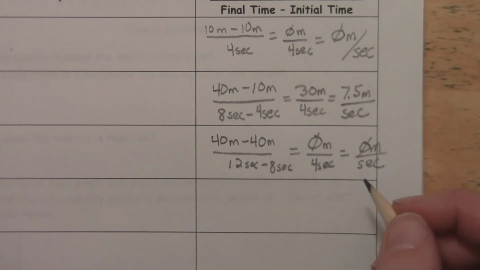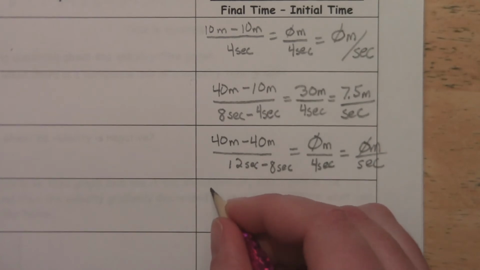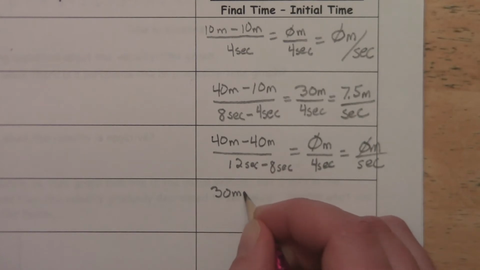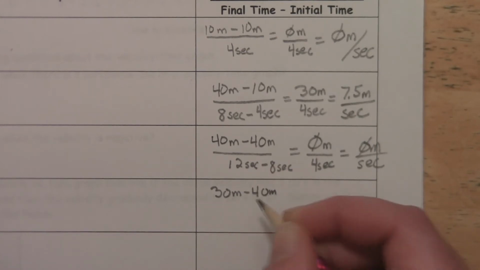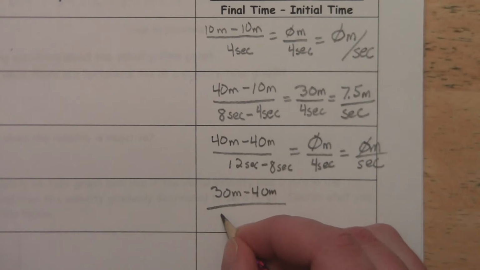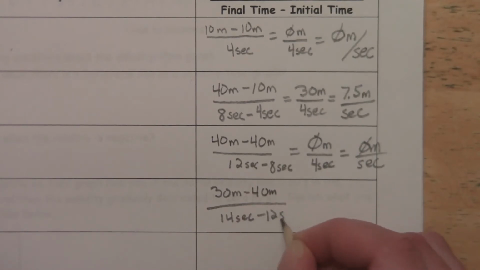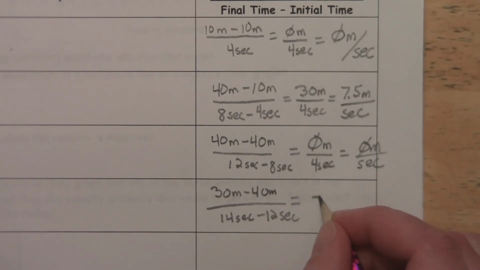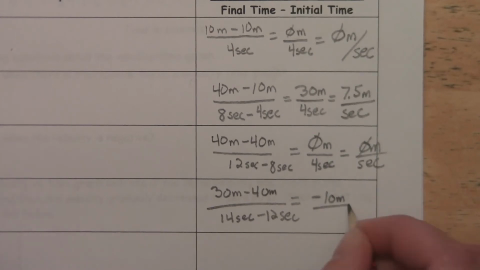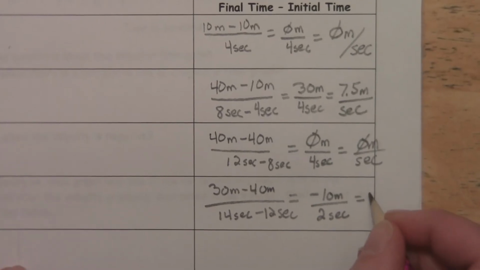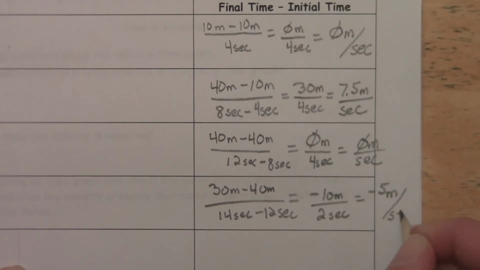From 12 to 14 seconds, we have 30 meters minus 40 meters, divided by 14 seconds minus 12 seconds, gives us negative 10 meters divided by 2 seconds, which gives us a velocity of negative 5 meters per second.